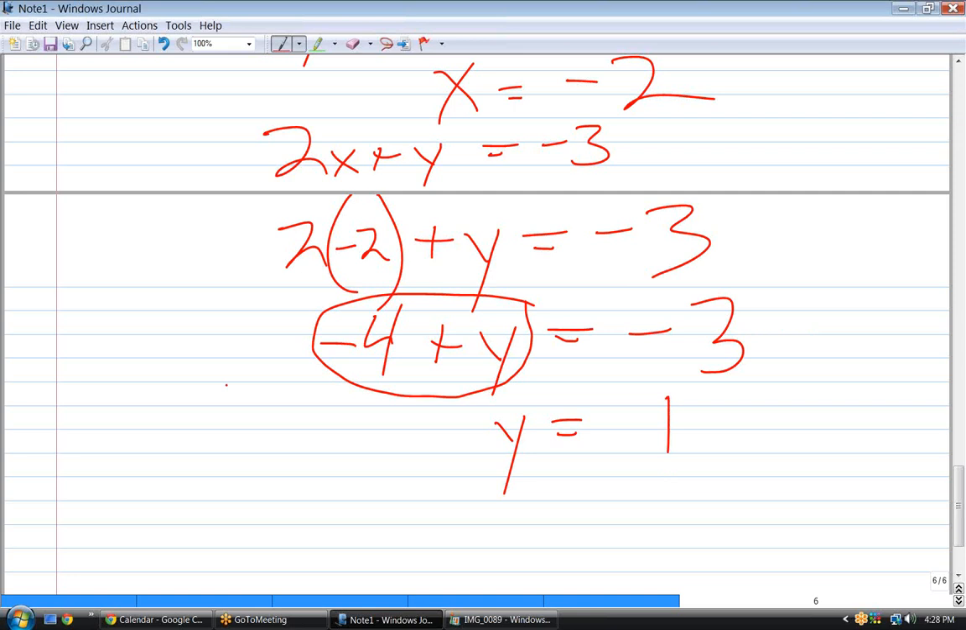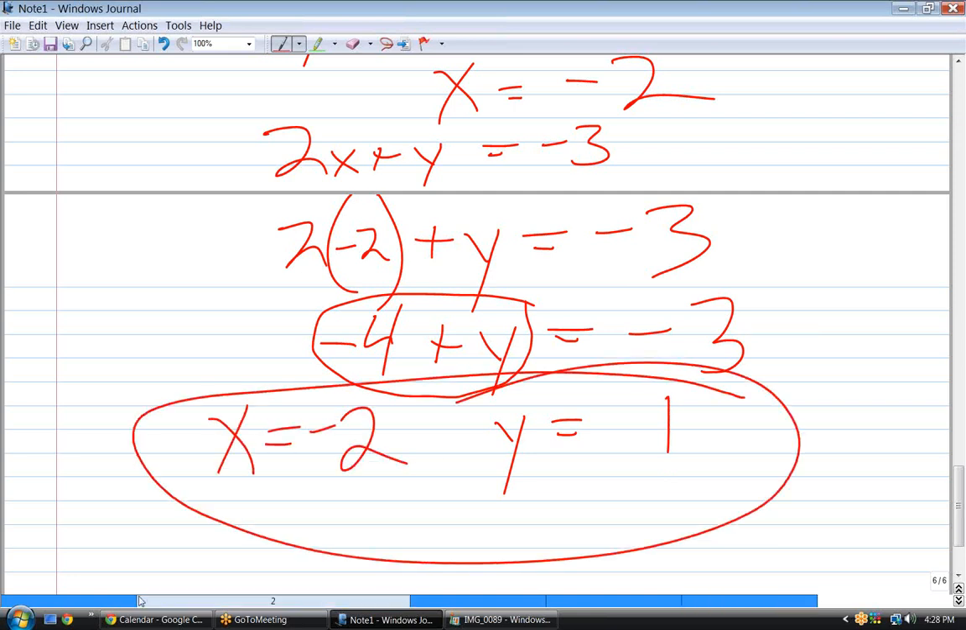So now I have both my solutions. X equals -2, y equals 1. And that's the way we solve all of these, is that process right there that we just did.